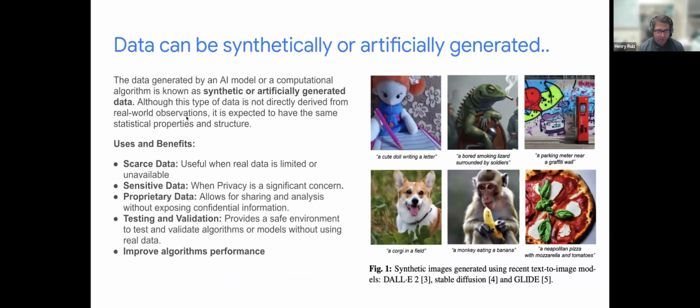But we can also have data that can be synthetically or artificially generated. So I can train a model on the distribution of the training set to generate new samples. That new sample is what we call synthetic and artificially generated data. What we are referring to here specifically is data that is not directly created or derived from real world observations. Instead, we are using computational algorithms to create that information.